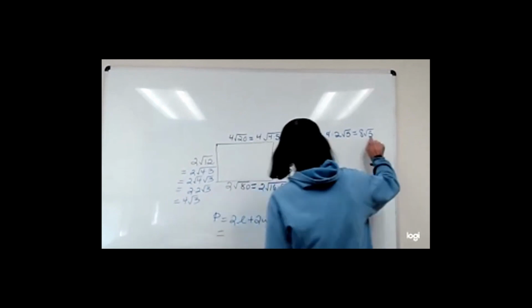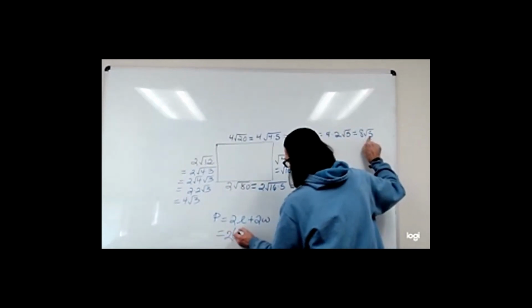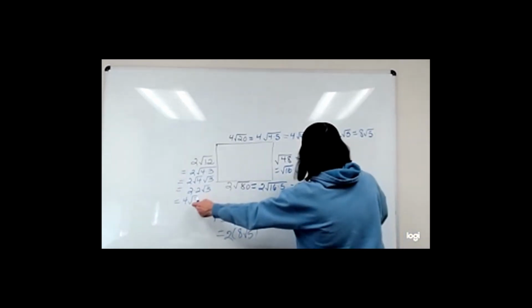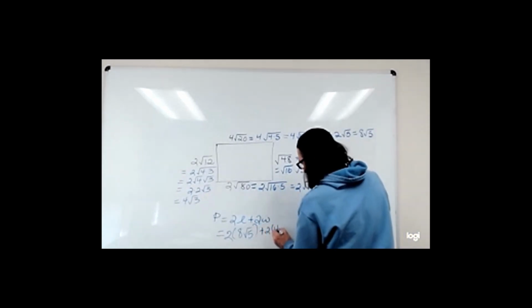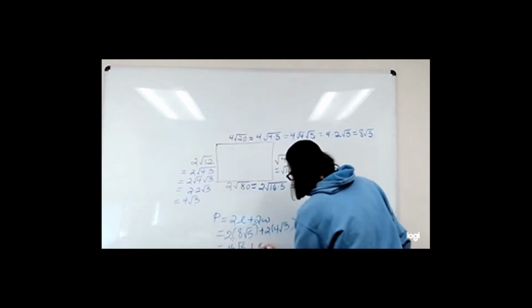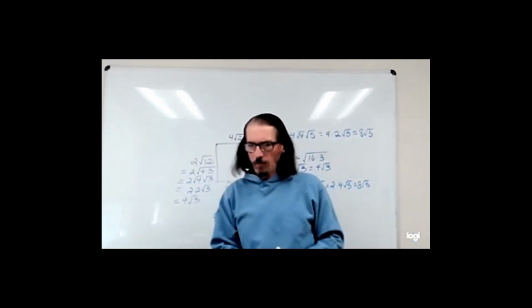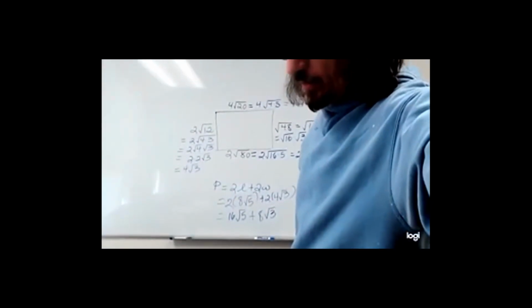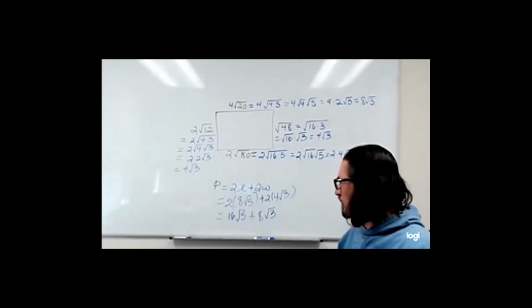So I'm going to take 2 times the 8 square root of 5 for my length. We're seeing it here and here. And then here we're seeing 4 square root of 3 for the width. Double that. It gives me 16 square root of 5 plus 8 square root of 3. And that's as far as I can go if we're to leave it in exact form, because although both of those are underneath a square root, the index is the same, but the radicands are different. So those are not like radicals.